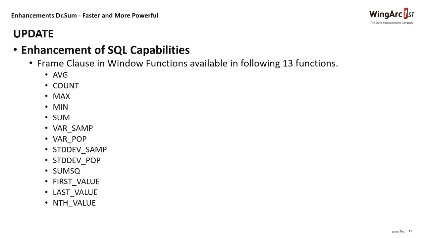One of the key updates involves the incorporation of the frame clause in window functions. This enhancement is now available in the following 13 functions, such as average, count, max, mean, sum, etc. So there are a total of 13 functions available.